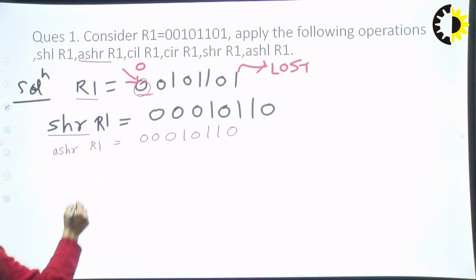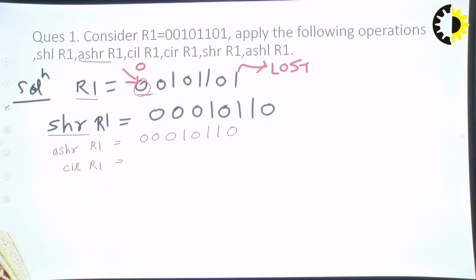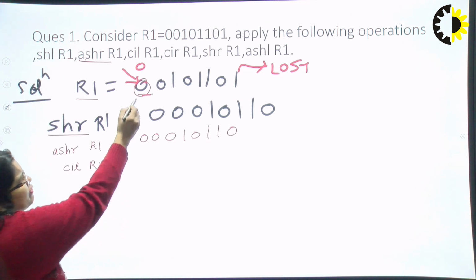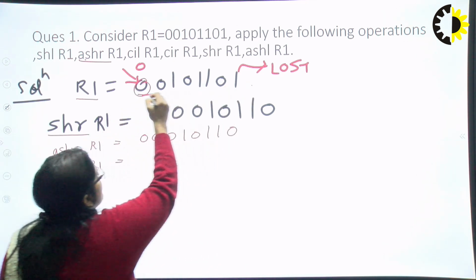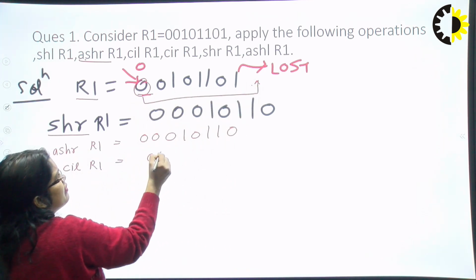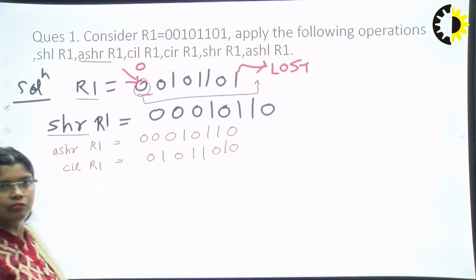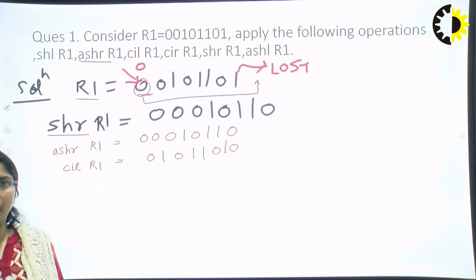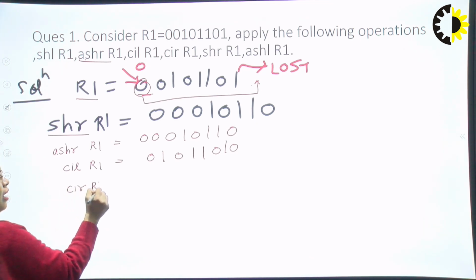The next one is CIL R1, circular shift left. In the circular shift left, this particular 0 goes here. So the result will be 0, 1, 0, 1, 1, 0, 1 and 0. That is CIL R1. Next is CIR R1.